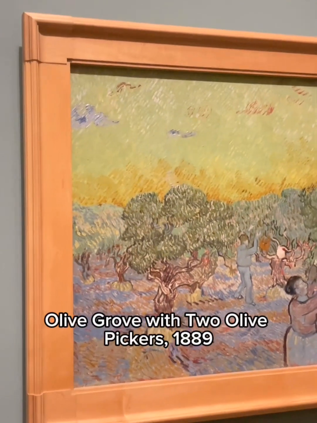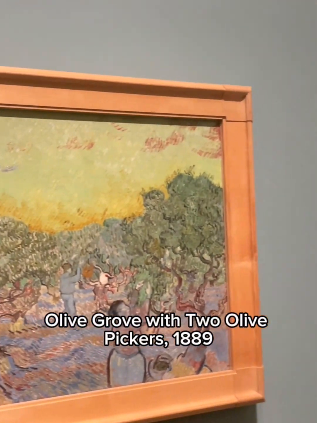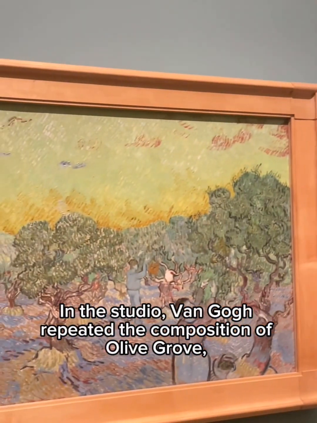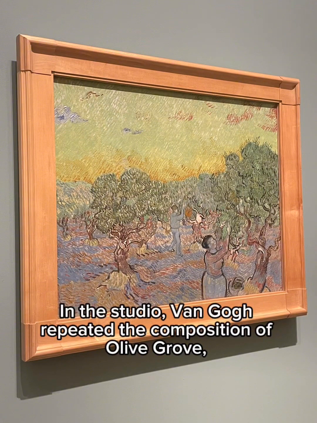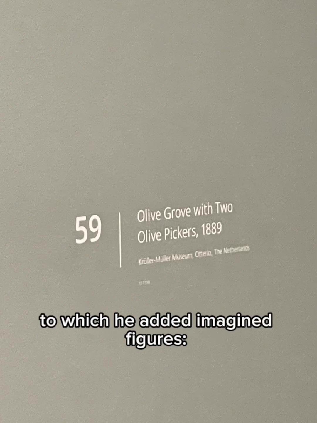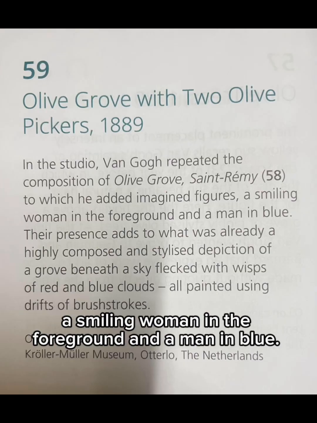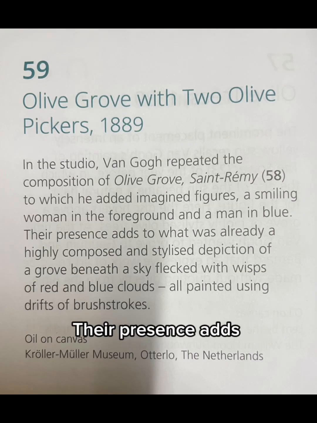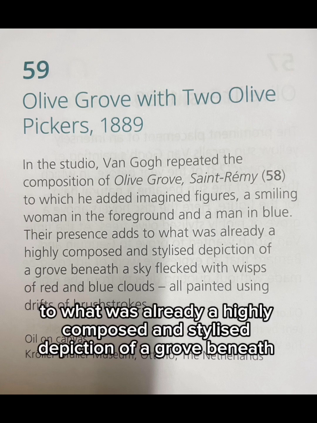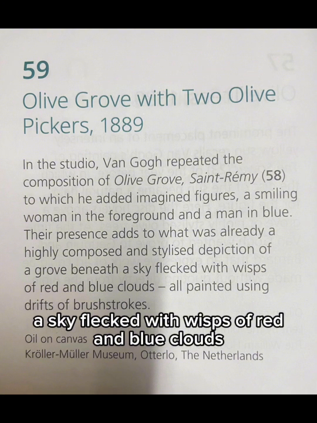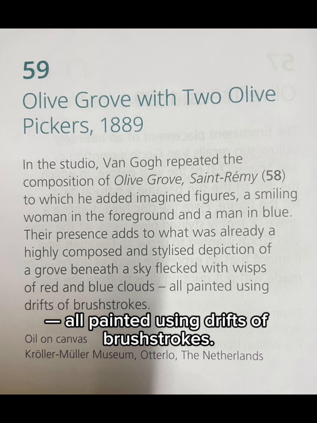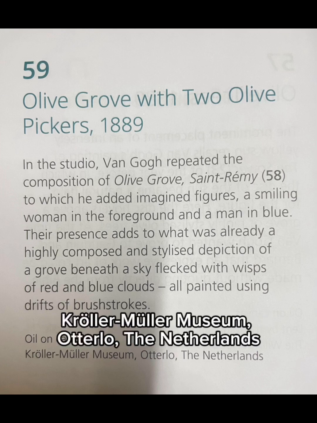59. Olive Grove with 2 Olive Pickers, 1889. In the studio, Van Gogh repeated the composition of Olive Grove, St. Remy, 58, to which he added imagined figures, a smiling woman in the foreground and a man in blue. Their presence adds to what was already a highly composed and stylized depiction of a grove beneath a sky flecked with wisps of red and blue clouds, all painted using drifts of brushstrokes. Oil on canvas. Kröller-Müller Museum, Otterlo, the Netherlands.